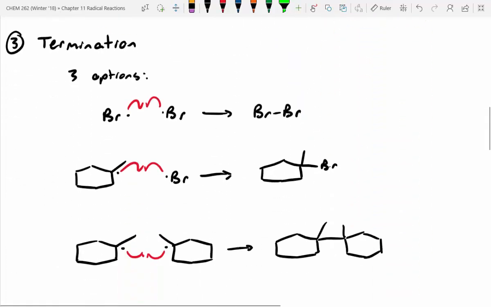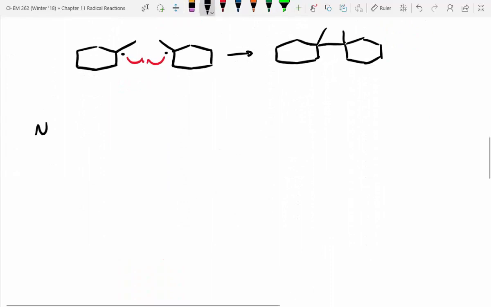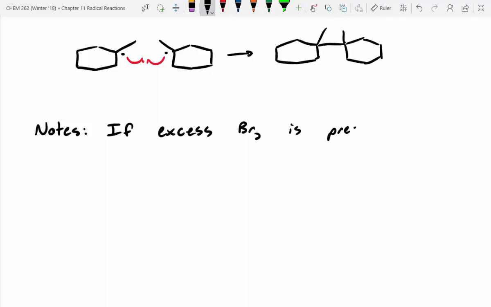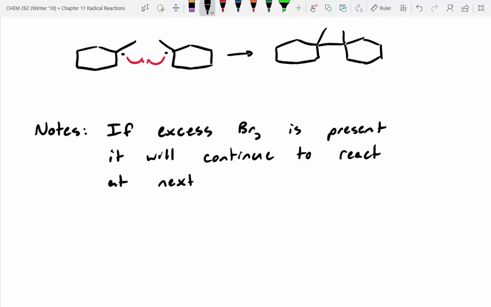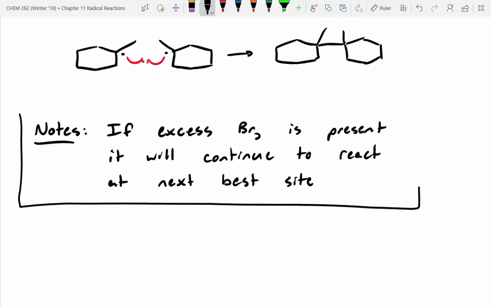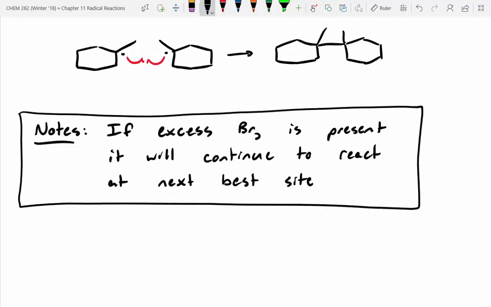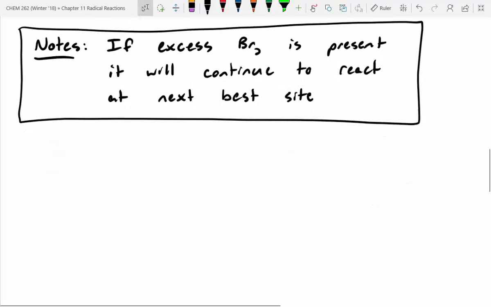All right, so let's make a couple of notes here. If excess Br2 is present, it will continue to react at next best site. So you do have to be somewhat careful with how much bromine you add. If you add in too much, you might get over halogenation, and you'll end up with multiple bromines coming off your starting material. So you do have to be very careful with the amount that you start out with. Does that make sense?